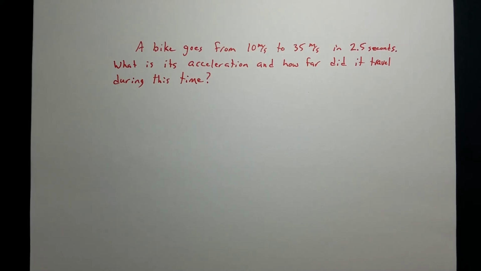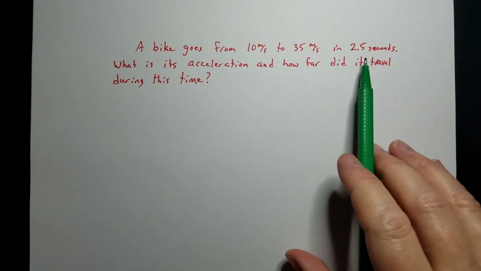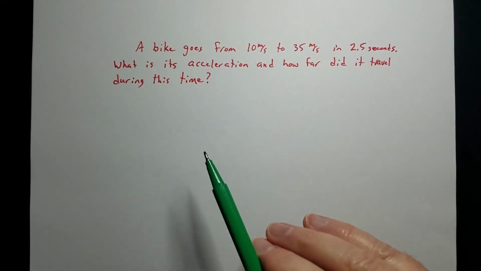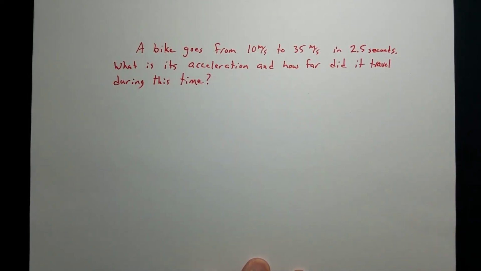All right, on this one, we've got a bike going from 10 meters per second to 35 meters per second in 2.5 seconds. We want to know its acceleration and how far did it travel. Okay, well, that seems very similar to the last one, except now we're solving for a couple other things, but we still got to find acceleration. But this time we're going to find distance as well.